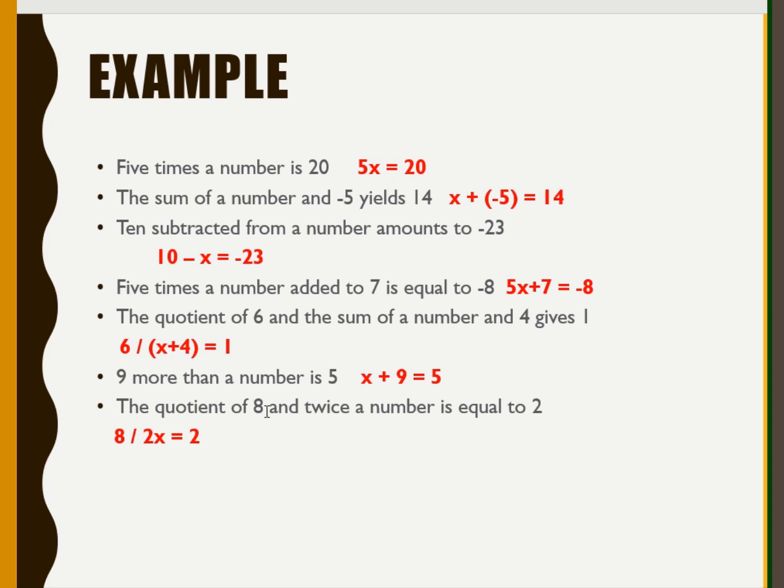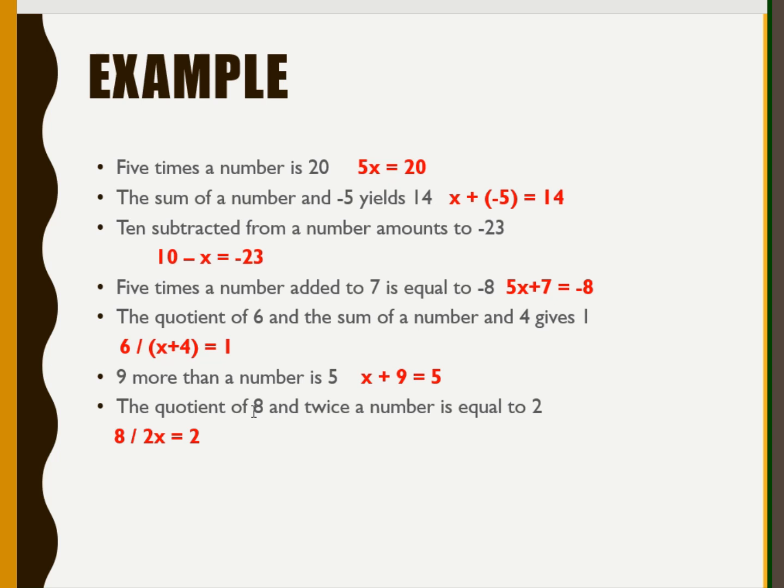Division of 8 and twice a number, meaning 8 divided by 2x is 2. Then you solve for that equation. So if they say 2 times more, 3 times more, then it's 5x, 3x, 2x. If it's less, you minus and plus. Less and more, you minus and plus.